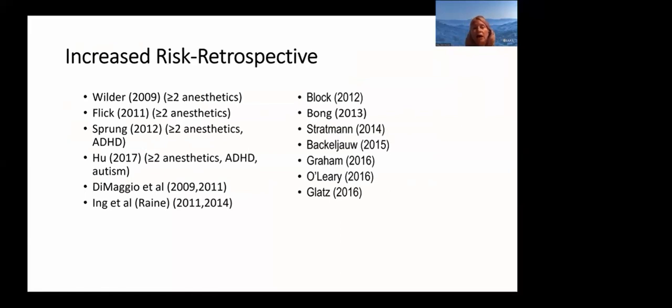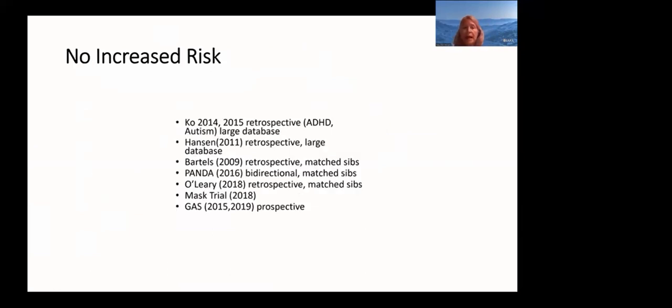There are many neurocognitive tests that have been published looking at anesthetic exposure at a young age, over 90. Here's just a sampling of some of those studies that show that there's increased risk with early exposure to anesthesia. All of these studies happen to be retrospective.